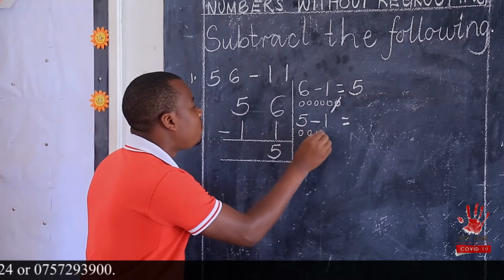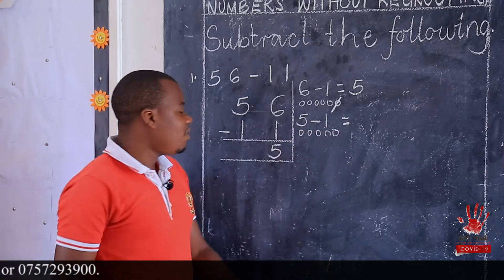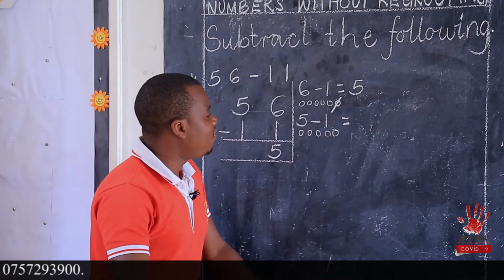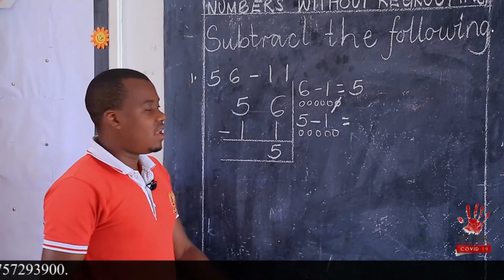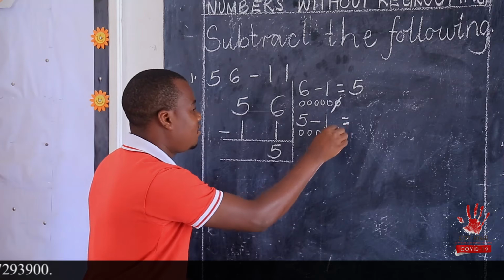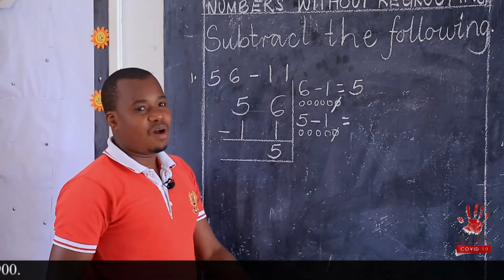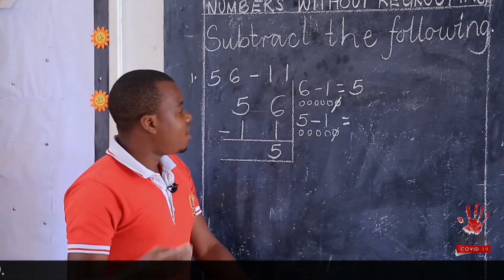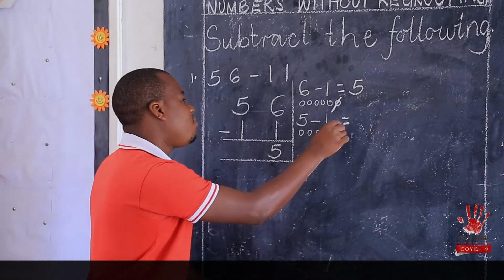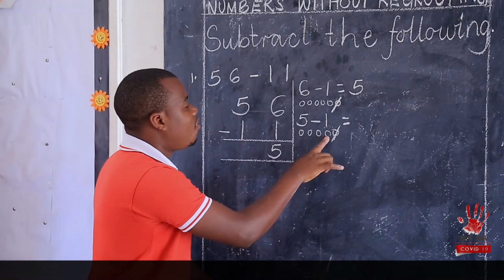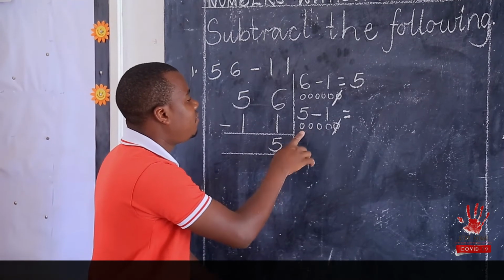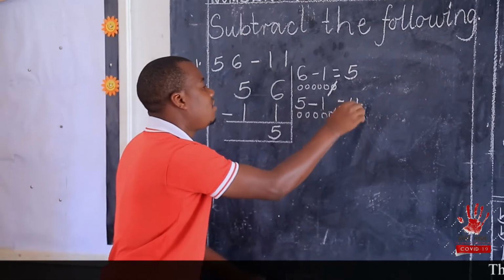1, 2, 3, 4, 5. So I'm removing 1, subtracting 1. I'll come and cross 1. So I've removed. I remove by crossing it out, by cancelling it. So what remains, you come and count. After removing 1, I'll come and say 1, 2, 3, 4. So I have here 4.